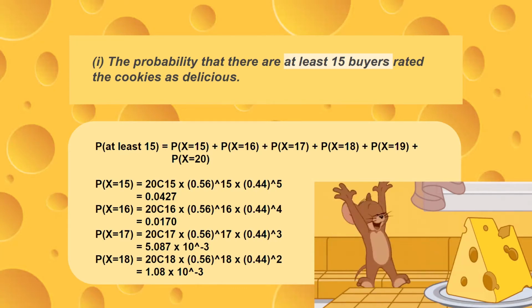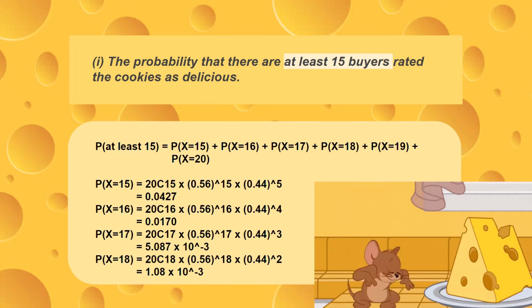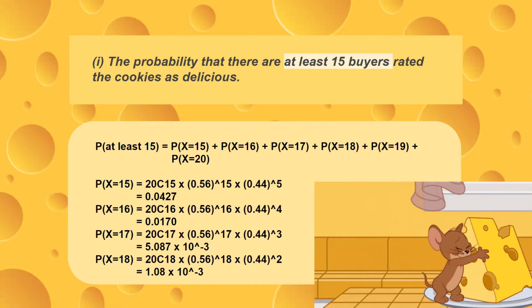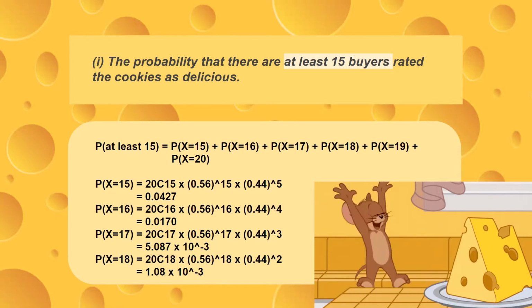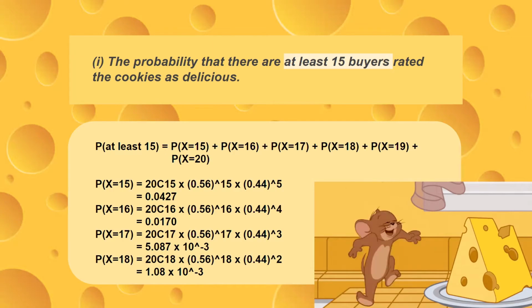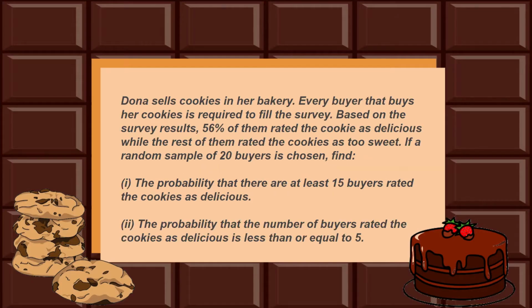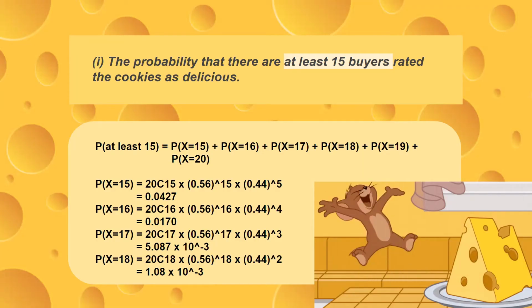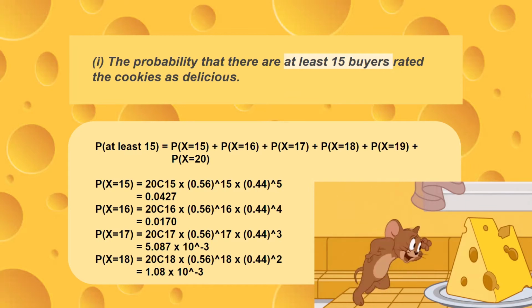Now, what is 20? 20 is the total number of buyers in the sample. And then 15 is the number of people that rated these cookies as delicious. And then 0.56, where do we get 0.56? Previously, as you can see in the question, 56% of the buyers rated the cookies as delicious. If we convert it into decimals, we get 0.56 to the power of 15, and then times 0.44 to the power of 5.